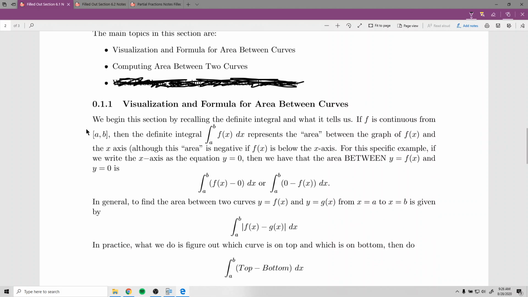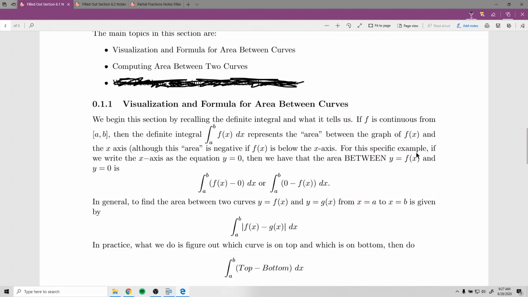All right, so what we'll do, we will begin this section by recalling the definite integral and what it tells us. If f is a continuous function from a to b, then the definite integral represents the quote-unquote area between the graph of f of x and the x-axis. And then we also saw examples back when we started doing these, that this quote-unquote area can be negative if it's below the x-axis.